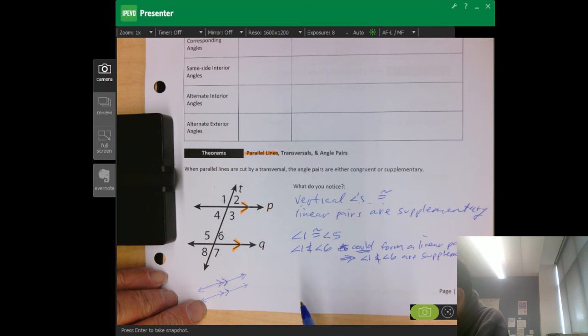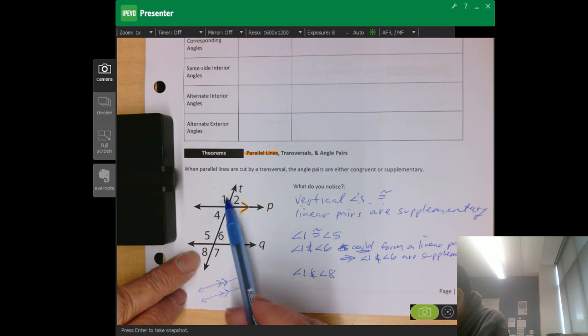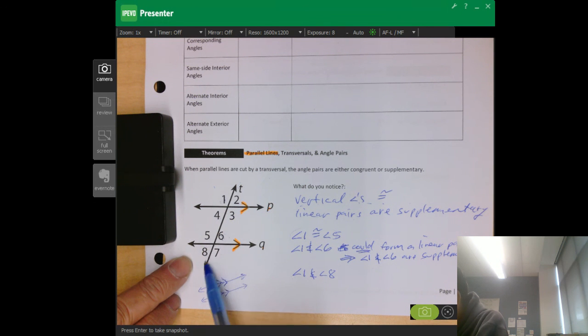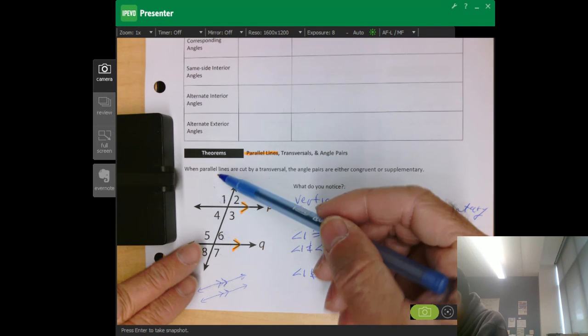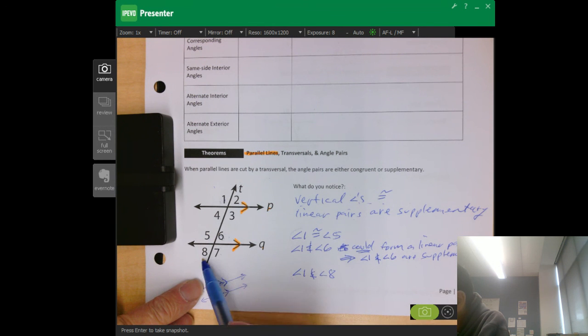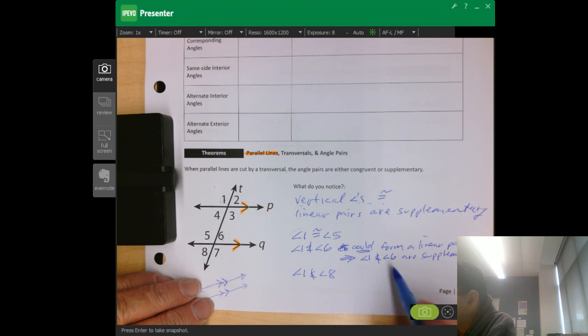So hopefully you got some things like angle 1 and angle 5, and that's the first one we got. Those two are congruent. If we look at angle 1 and angle 8, if we look at the angle itself, the opening, it's very wide. This one is much narrower, right? So if we cut this out and slid them together, they look like they would form a linear pair. So these two right here, I would say are supplementary.